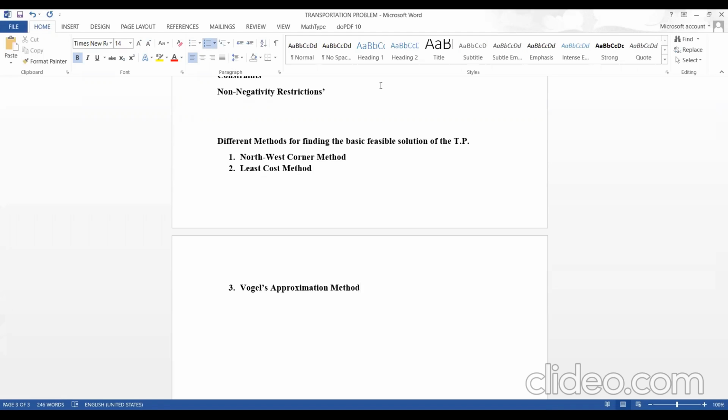Now, all three methods you need to learn here. These are different methods for finding the basic feasible solution. Now see here, all three methods, no doubt it will give the solution, but the problem is of what? The problem is of transportation problem. Our aim is to minimize the transportation cost. So from all these methods, you will get the solution of the transportation problem.